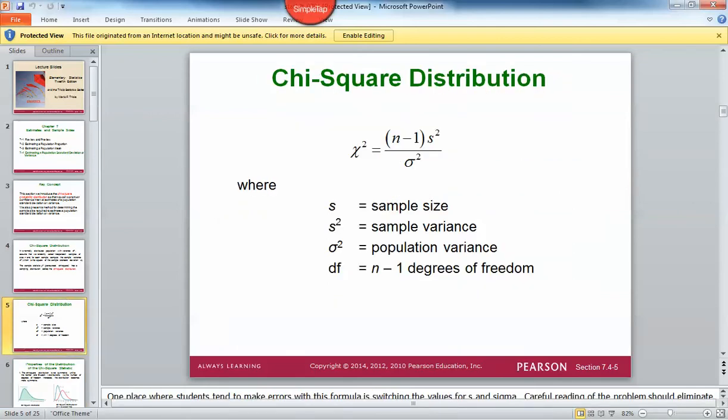Now, for a chi-square distribution, our chi-square is equal to n minus 1 times s squared over sigma squared. You don't really have to have that right now. That's just like a test statistic. Chi-square is equal to that. We're more interested in how to find the margin of error. What formula do we use for the margin of error?